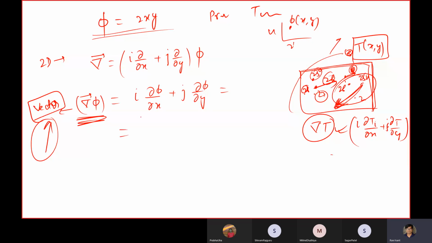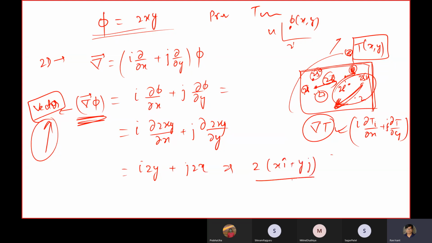This is how it is written. So here let's see what happens. i times dou 2xy by dou x plus j times dou 2xy by dou y. This becomes 2y i plus 2x j. So basically, 2 times (y i plus x j). This is the vector which points where your phi increases most. Agree? And this is how it is physically related.